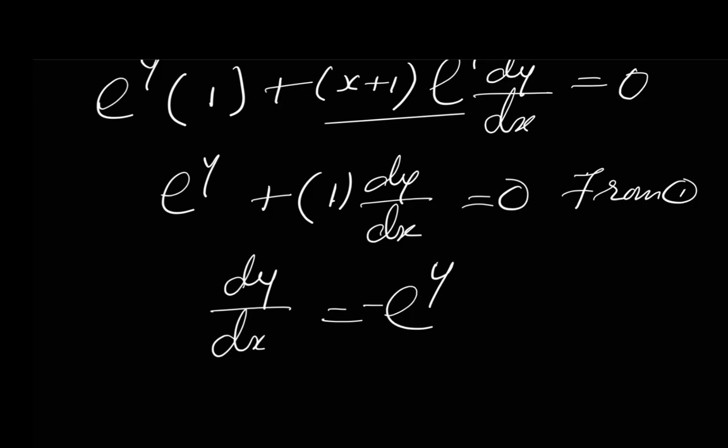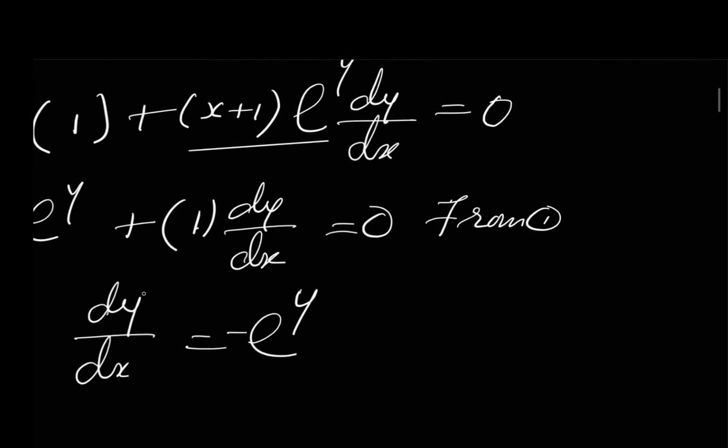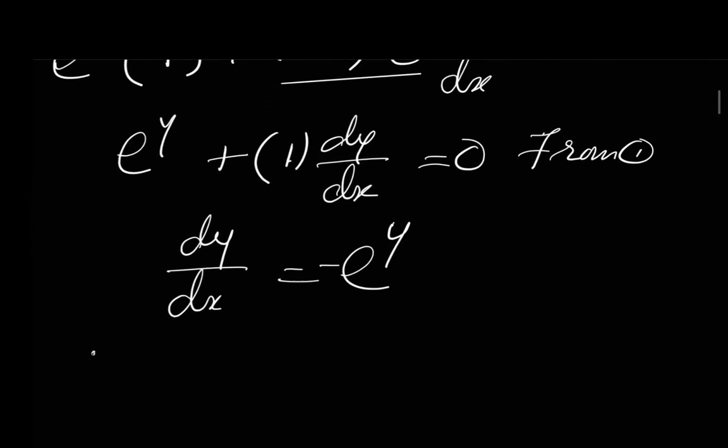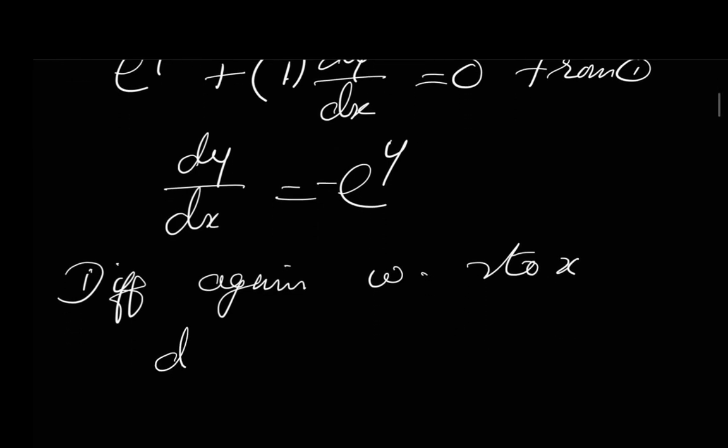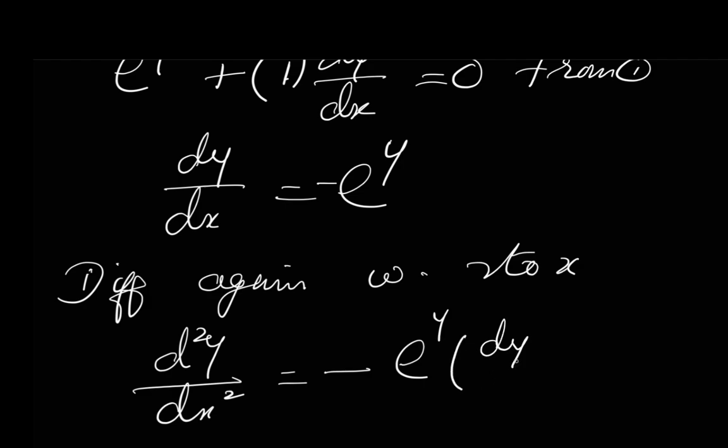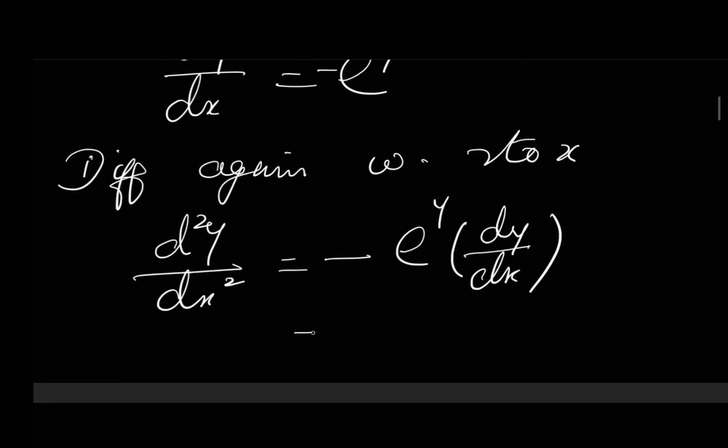So, it is minus e power y. Now, we need the second derivative. Differentiate again with respect to x. So, d squared y by dx squared is equal to minus e power y, you will get e power y, and then with respect to x, differentiate y with respect to x, so dy by dx. So, minus e power y.